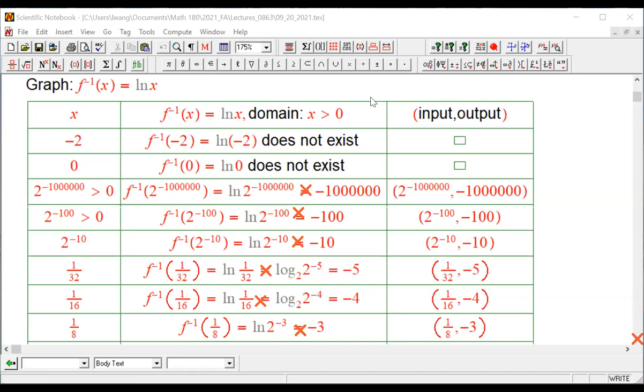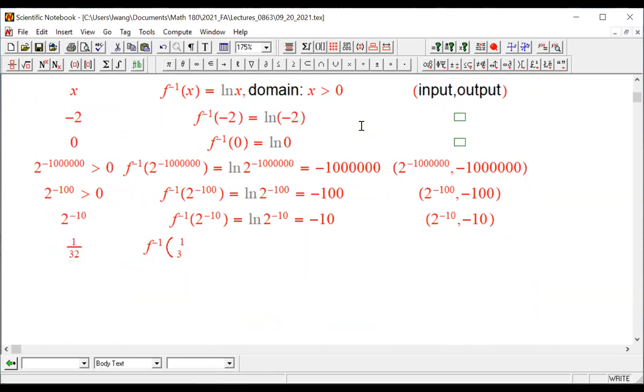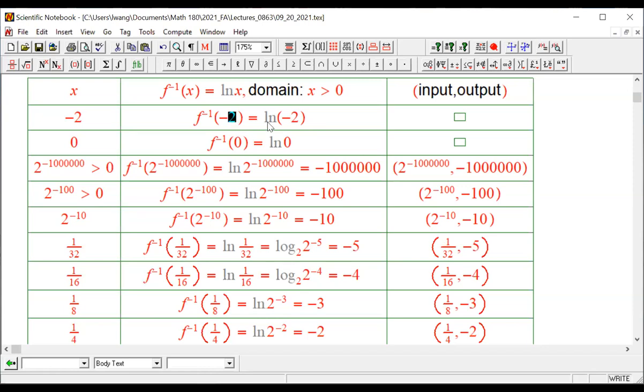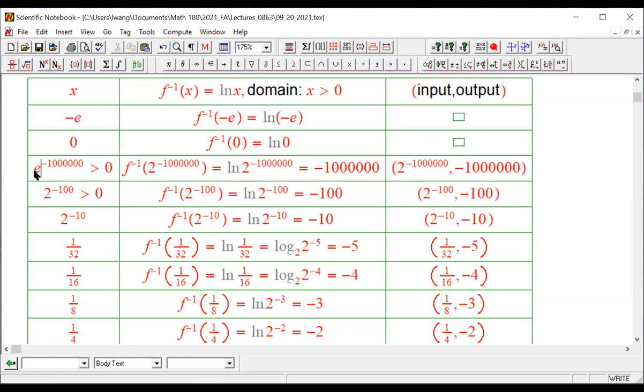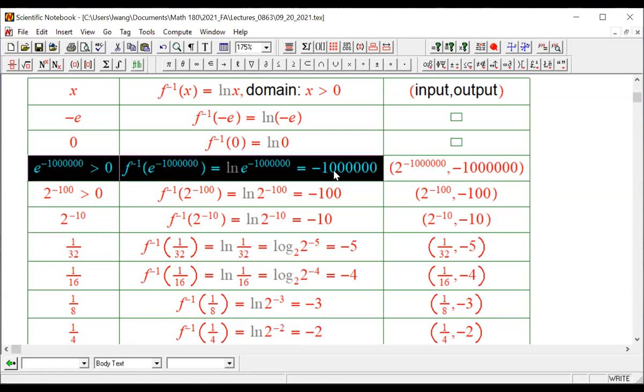So let's see how we adjust it. All right. On the 0 part, we're going to come back to it. On the -2 part, it's okay. I can change the input to -e if I want. On this part, I'm going to change it to e to the power of -1,000,000. Could I do that? Of course I can, right? And this will make it right. Do you see that?